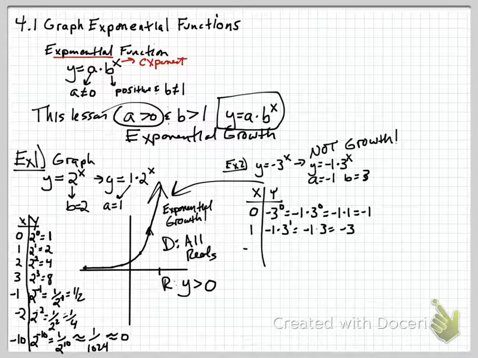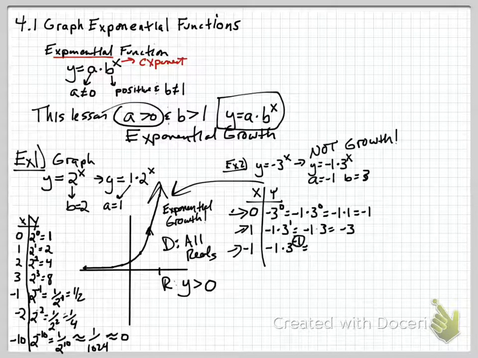If I plugged in negative 1, and these are the 3 x values I think you're going to want to plug in here: 0, 1, and negative 1. Those are kind of the easiest ones. If I plug in negative 1, it's going to be negative 1 times 3 to the negative 1, which, remember, this negative exponent just means bring this guy downstairs. So it's negative 1 in front of the fraction 1 over 3 to the positive first. So negative 1 times 1/3 is negative 1/3. Now, let's make a graph of this.